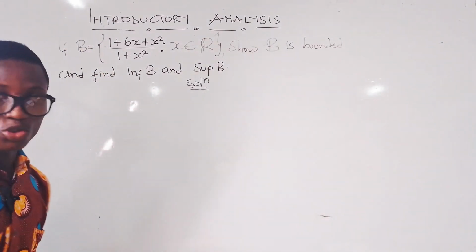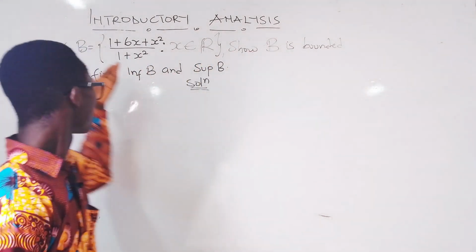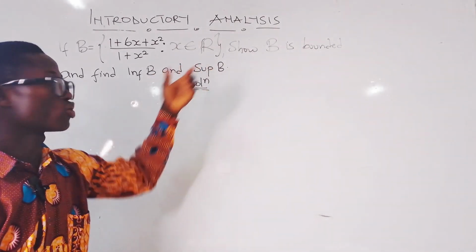Now let's see how we are going to solve this question. We are given this question to show that B, the given set, is bounded, and hence we have to find the inf in B and then the sup of B.